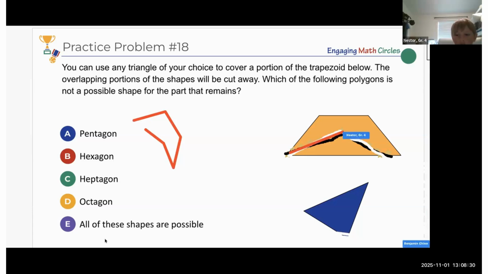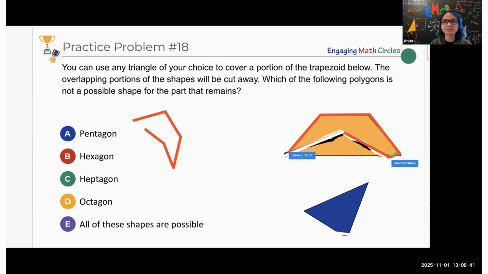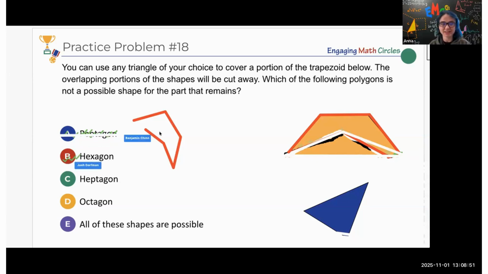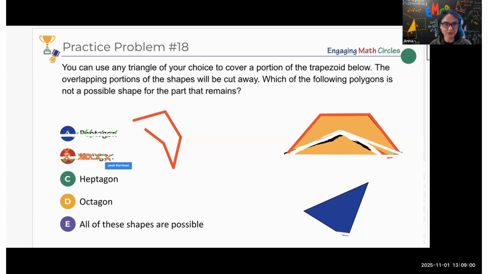I accidentally drew a hexagon, but a pentagon is possible only if you extend it all the way to the corner. I accidentally drew a hexagon because of this remaining part here. So I know that pentagon and hexagon are possible. That makes me think about the last answer. Yeah, it does. Maybe every shape is possible if you overlap triangles.